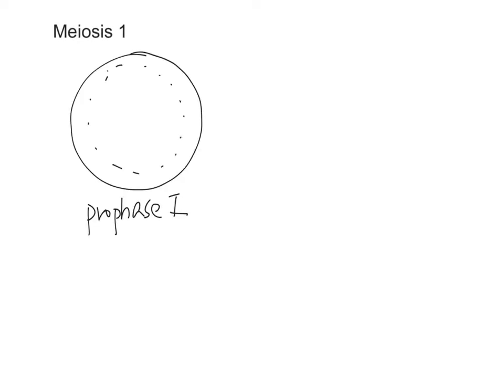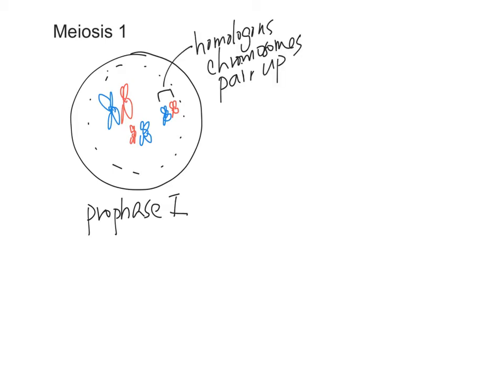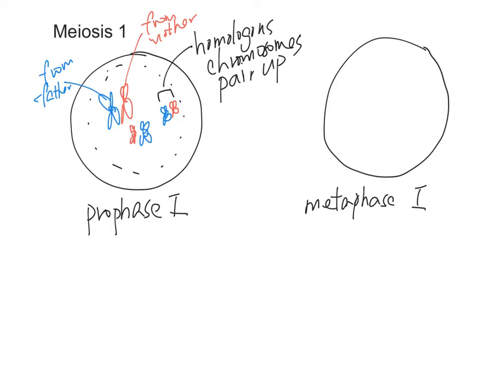Now let's look at meiosis 1. During the prophase of meiosis 1, you will see that the homologous chromosomes pair up together. This does not happen in mitosis, but in meiosis it does. By the way, the blue one is from the father and the red one is from the mother.